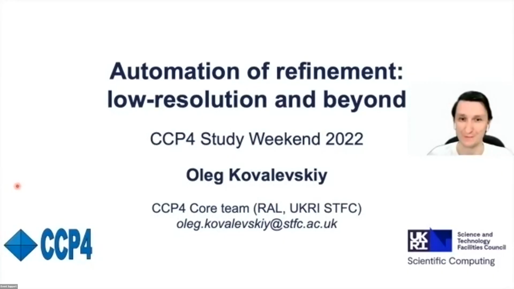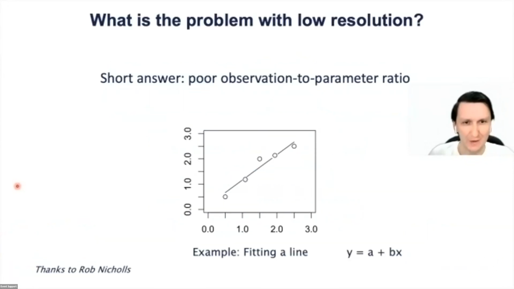Today I would like to speak about refinement at low resolution and about automation of refinement. So, what is the problem with refinement at low resolution? Mathematically speaking, the problem is poor observation to parameter ratio. I'll illustrate this with a simple example, thanks to Rob for the slides.